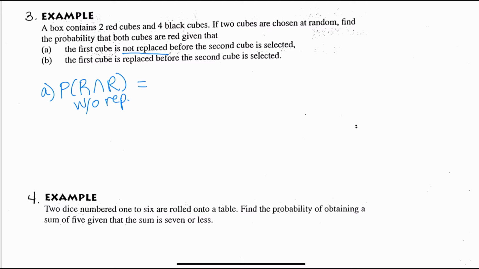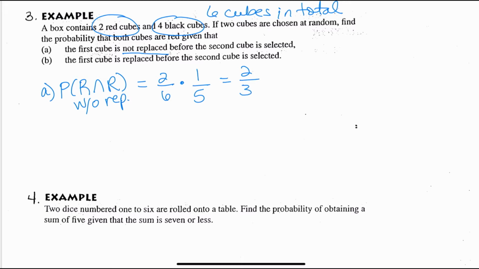The probability the first time I go into the box that I pick red is 2 out of 6 cubes, because there's 2 red ones, 4 black ones. There are 6 cubes in total. And means multiply. So when I take out the red cube, I am not going to put it back into the box. That means that I am left with now 1 red cube and only 5 cubes in total. So the answer is 2 out of 30 or 1 out of 15.